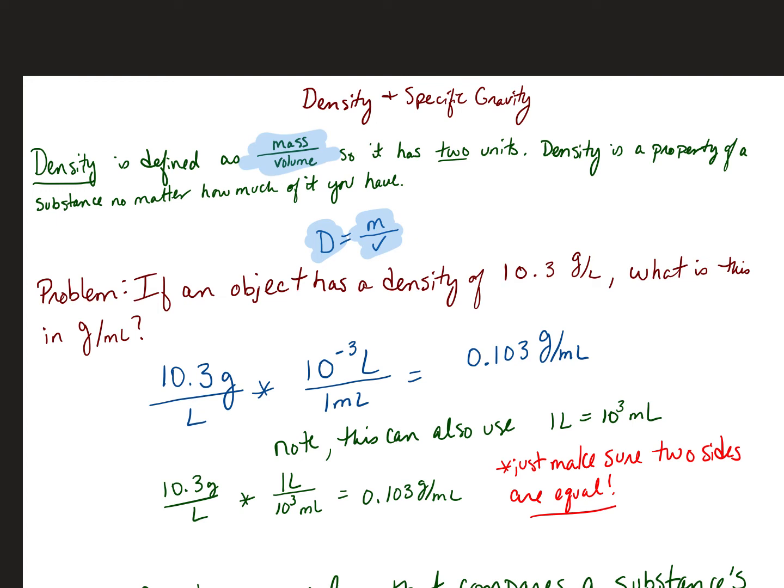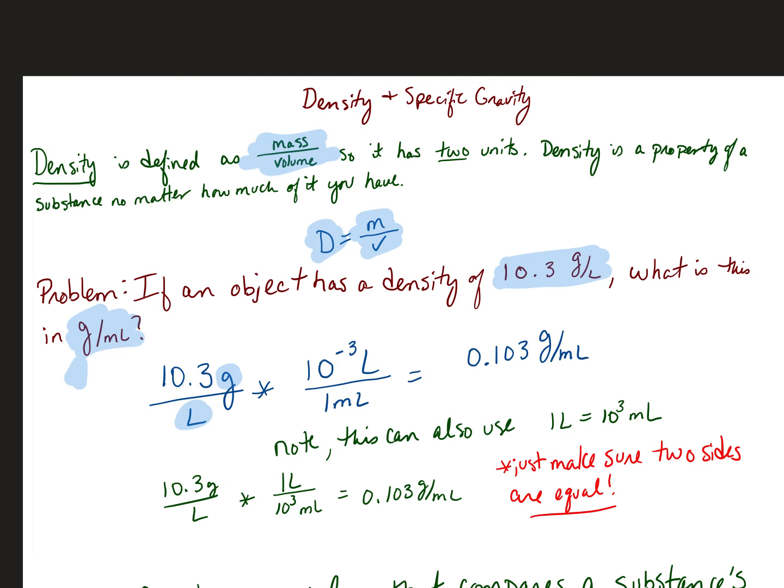So let's say we're trying to solve a problem. If an object has a density of 10.3 grams per liter, what is that in grams per milliliter? So this is another prefix type of problem. In this case, we don't have a single unit that we're starting with. We have two, because we have gram up top and liter down below. That just can't be avoided in this case. What we want, though, is for gram to stay there, because we're looking to go to gram per milliliter, and just convert the liter portion.